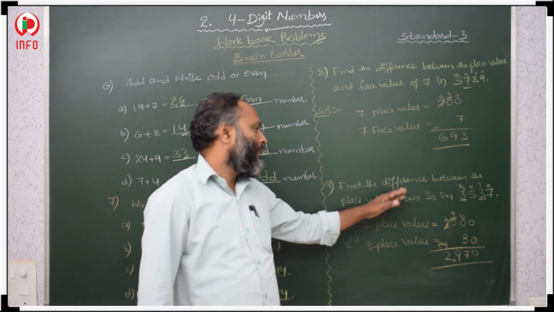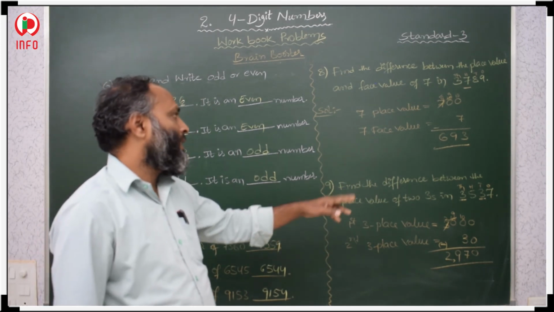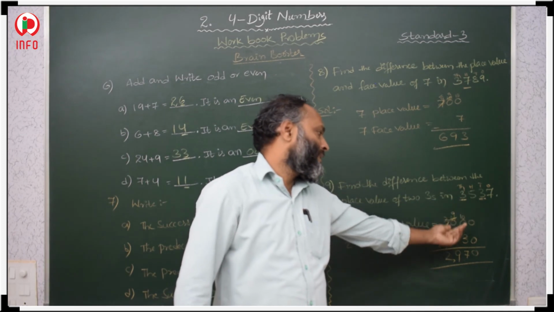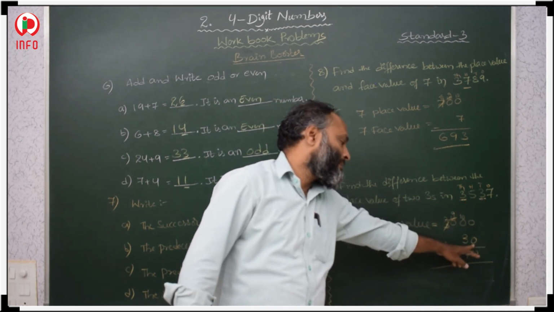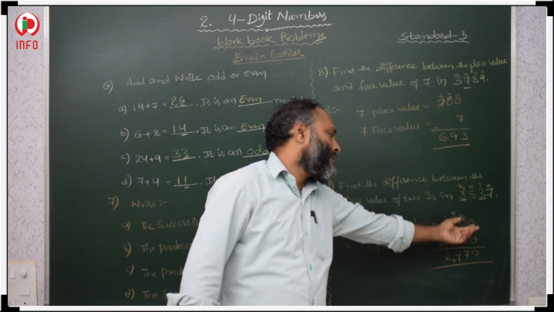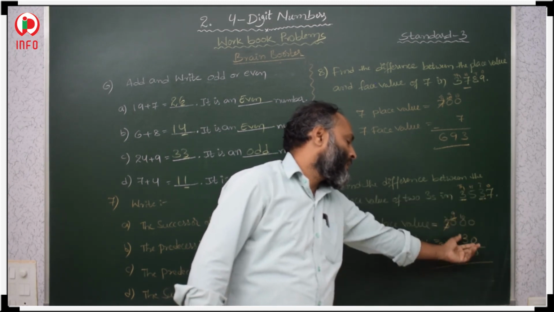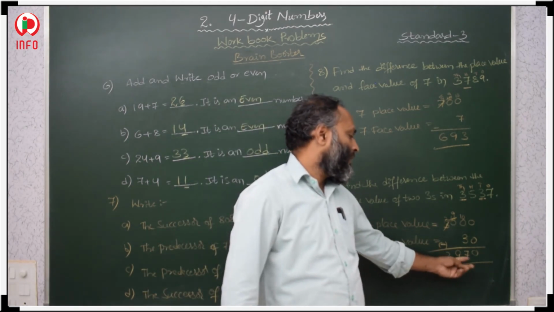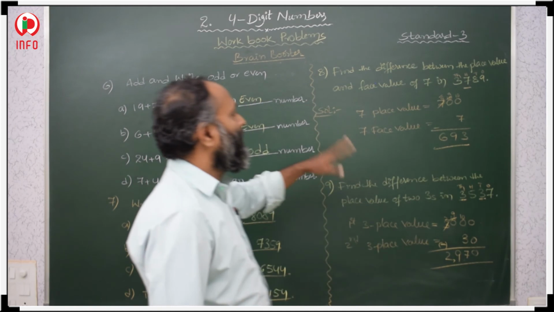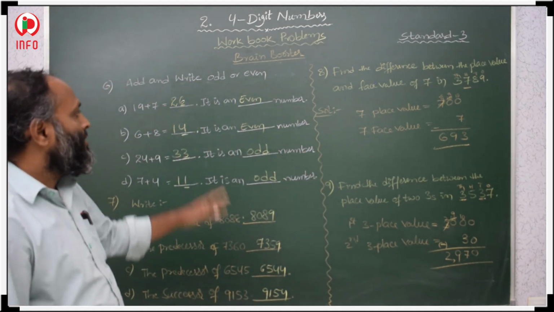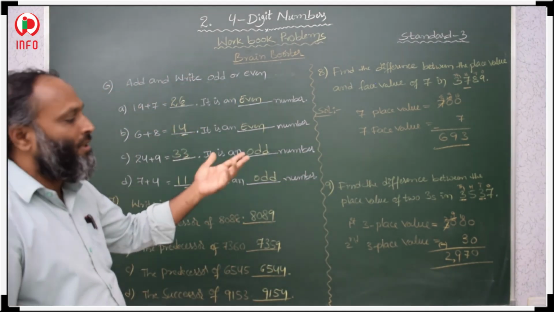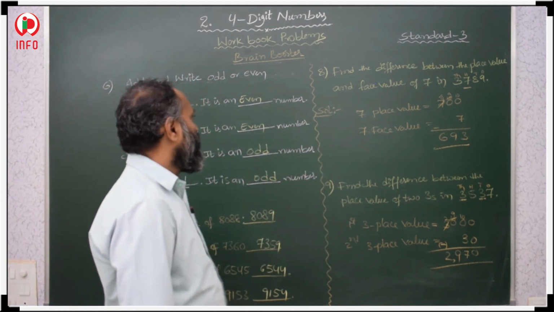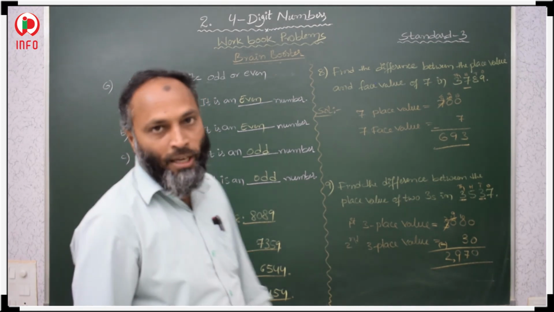This is the difference between the place values of two threes. One three is in the thousands place, the other three is in the tens place. Then 3 into 1000 is 3000, 3 into 10 is 30. Then find the difference. Now you will get 2970. So like this we have to find the difference of the place values of 3 in different places. Then according to that you have to write and find the difference. Okay? Thank you.